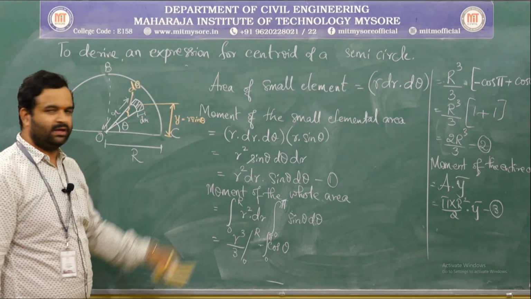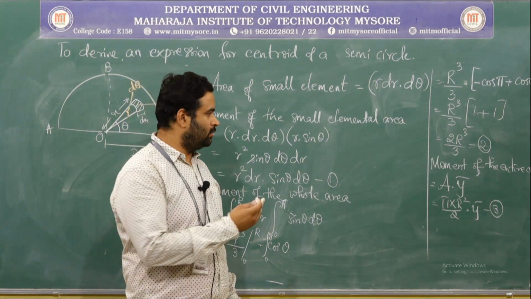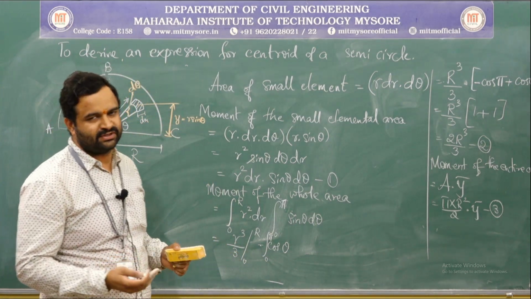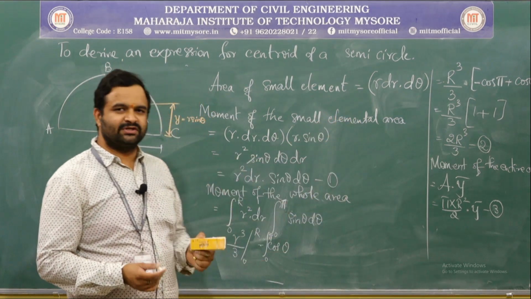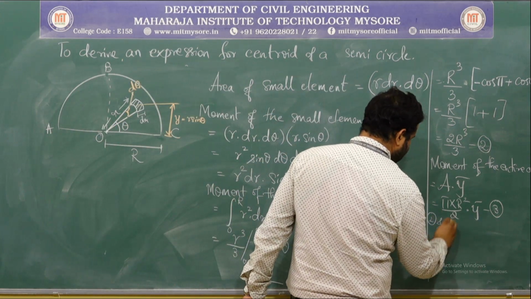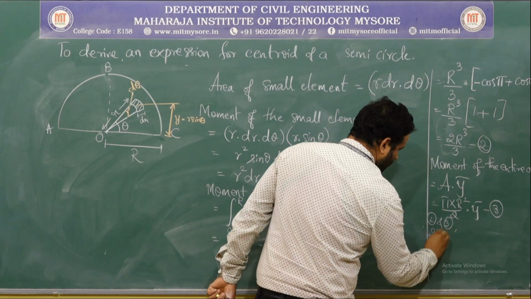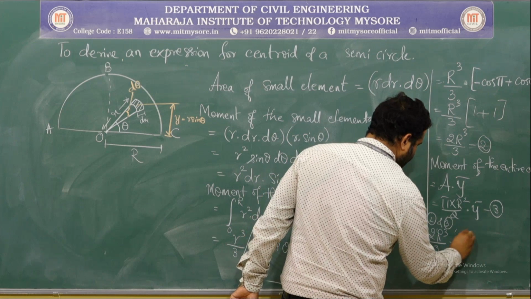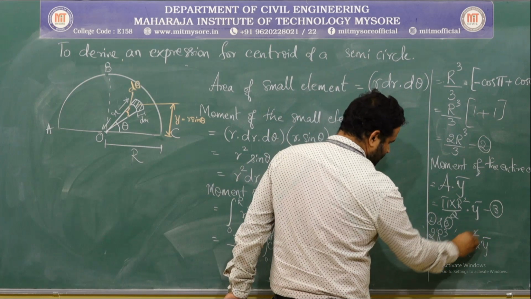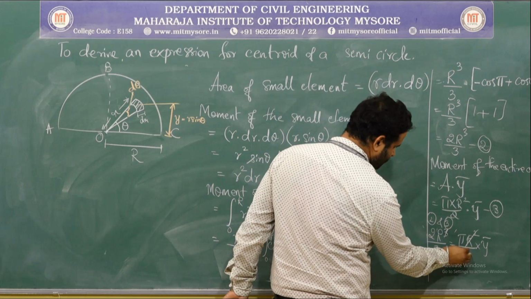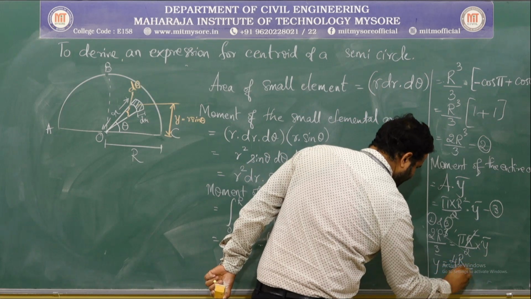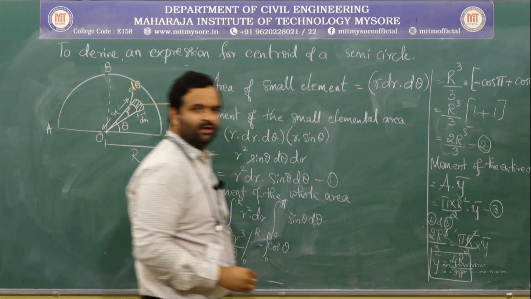So now, after we compare equations 2 and 3 and look into the left hand side of those equations, the LHS of 2 and the LHS of 3 are the same, that is, the moment. So easily we can equate equations 2 and 3. On equating, we get 2R cube by 3 is equal to pi R square by 2 into y bar. So R square and R cube get cancelled, and after cross multiplying we get y bar is equal to 4R by 3 pi. So this is the value of y bar.